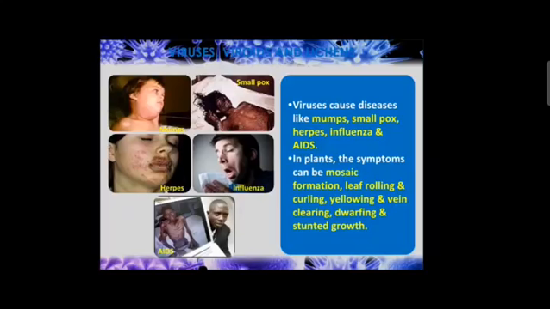And vein clearing: the veins of the leaves, which are green in color, lose that green color and become white. Or dwarfing and stunted growth. Dwarfing means the plant will not grow up to its normal height. The shortening of the plant is called dwarfing. Growth will be short. And stunted growth means वाढ खुंटणे, it will not grow very high. So these are the symptoms in plants. These are the diseases in animals and these are the symptoms of viruses in plants.